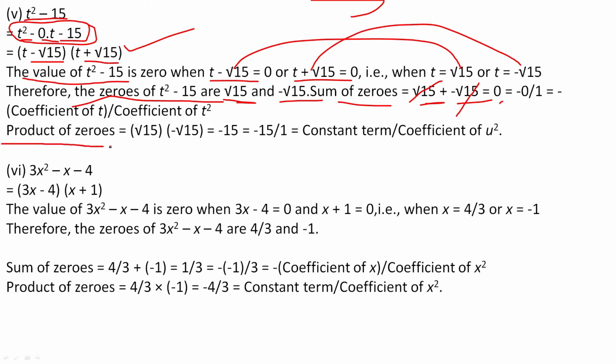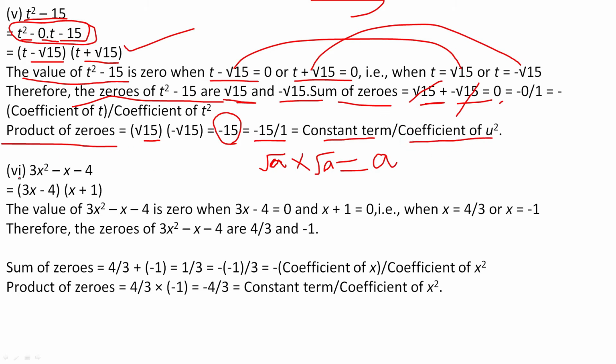Another one, product of zeros, root of 15 multiplied by minus root of 15. If you multiply root of a into root of a, it is equal to a. We have already studied this in 9th standard. Here instead of a, root of 15 is there, so root of 15 multiplied by root of 15, and the minus sign is there, so minus 15 by 1, that is constant term by coefficient of t square, that is c by a.